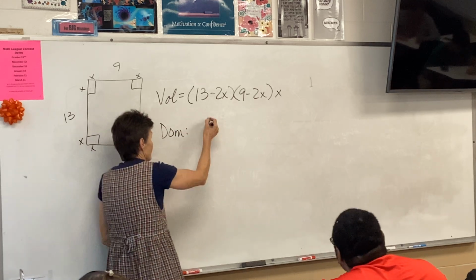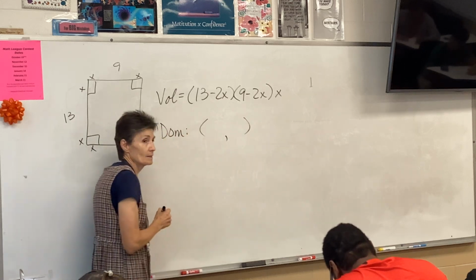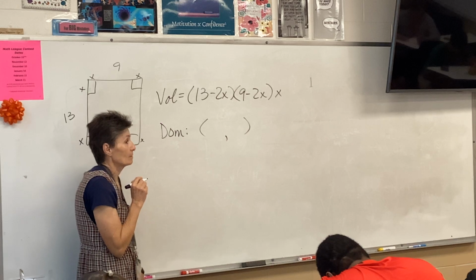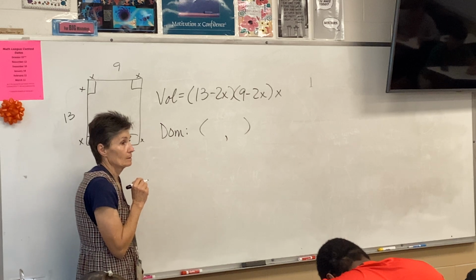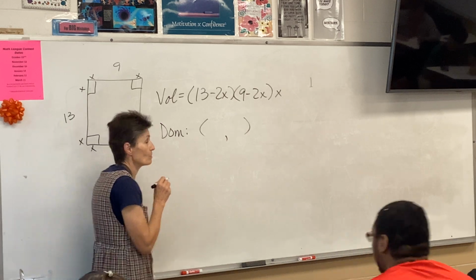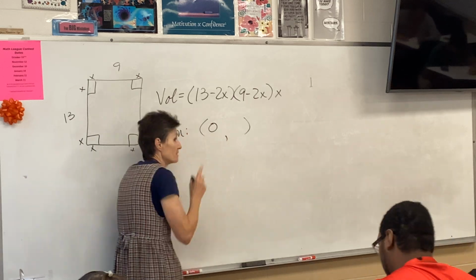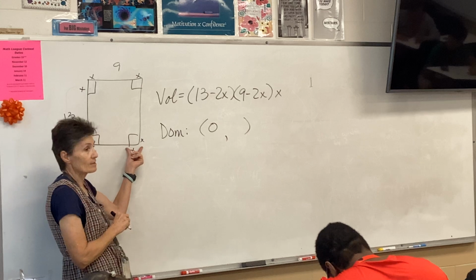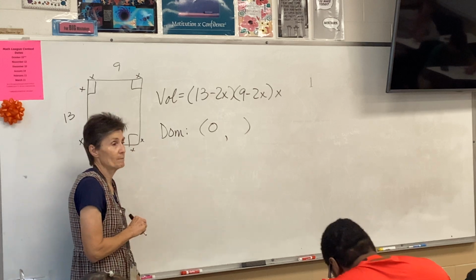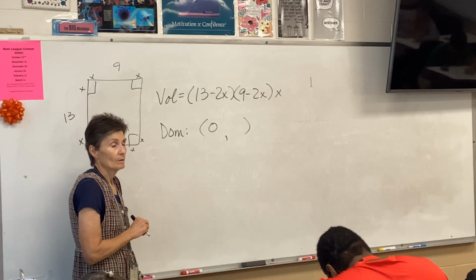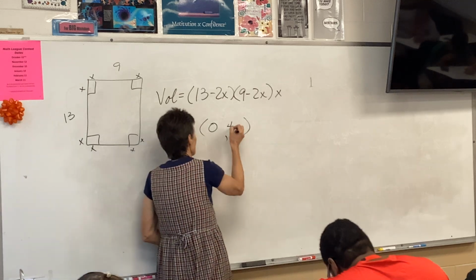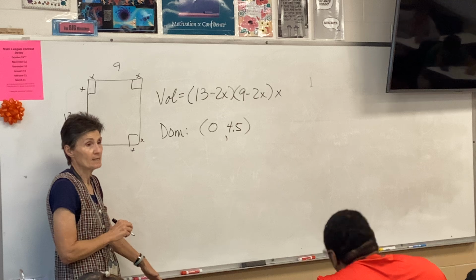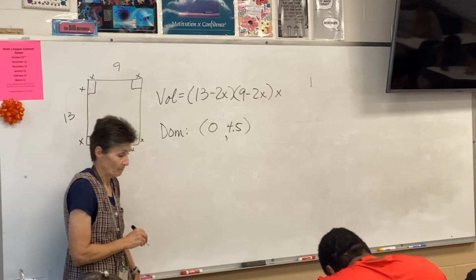What's my domain? 0 to, no, not 3. Look at your notes. 0 to what? 0 is right. Your minimum x is the size of the corners. The minimum is always going to be 0. 4.5. Because what is 4.5? Half of the lowest dimension.